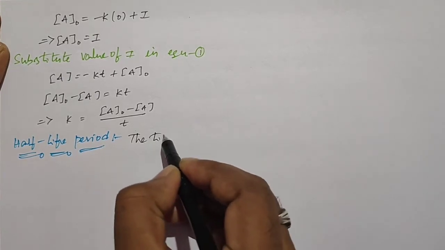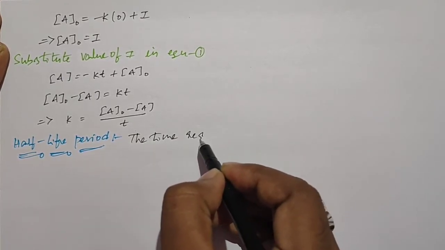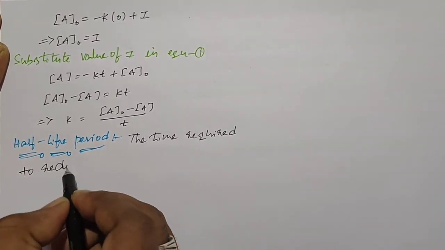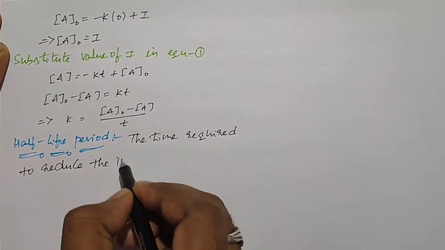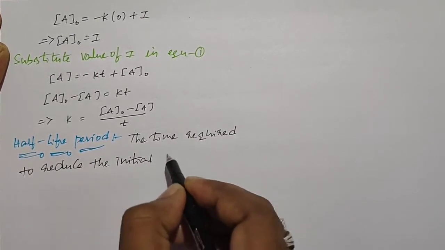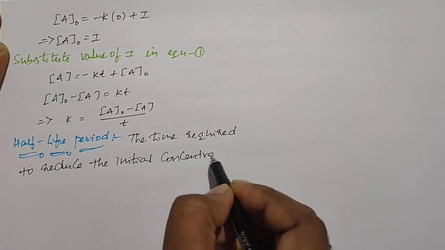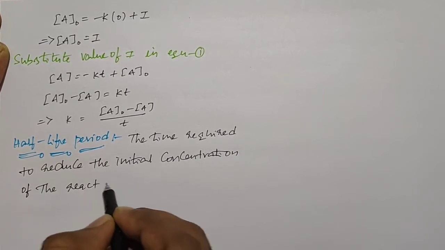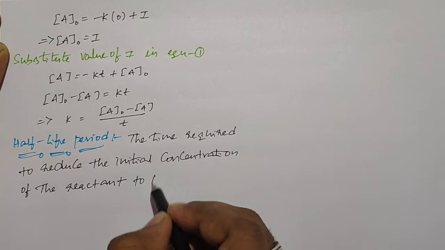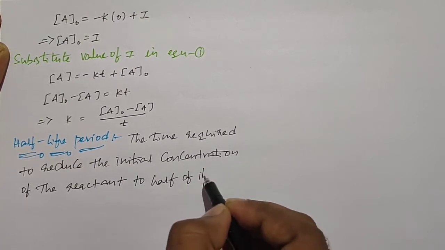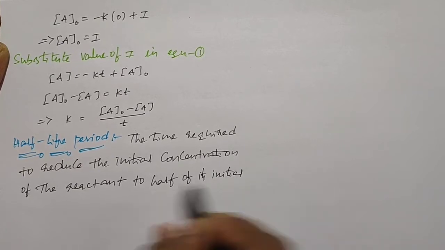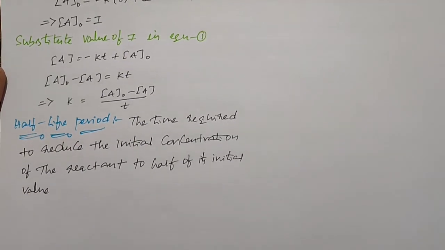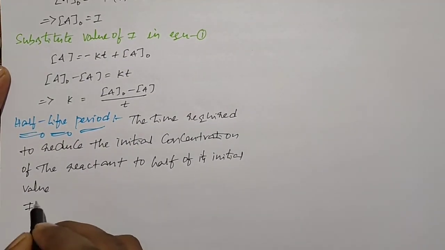What is meant by half-life? The time required to reduce the initial concentration of the reactant to half of its initial value is known as the half-life period. It is denoted by t half.